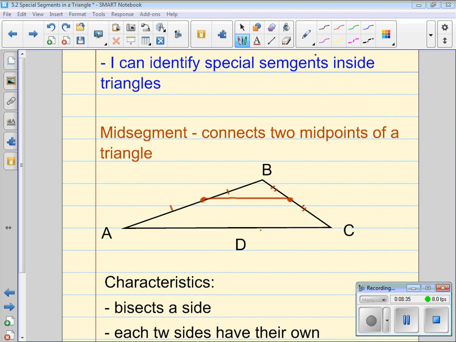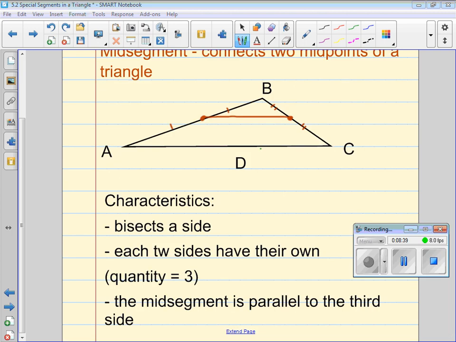All right, let's take a look at the characteristics. It bisects the side into two congruent parts. Each two sides have their own mid-segment. Sorry, I have a letter missing there. Okay, and we'll look at that in just a second. The mid-segment is parallel to the third side.